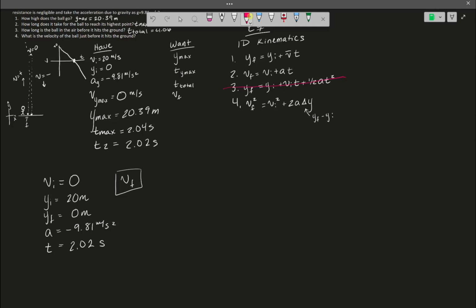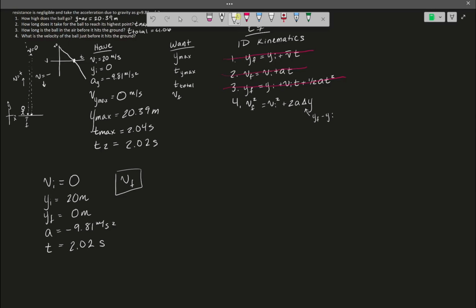I feel like I've used equation 2 a lot, so I'm just not going to use that one. I'm just personally not a huge fan of equation 1. I don't know why. Personal preference. I'm not fond of it. There's nothing wrong with it. It's a perfectly fine equation. I just don't like it. So I'm going to use equation 4.